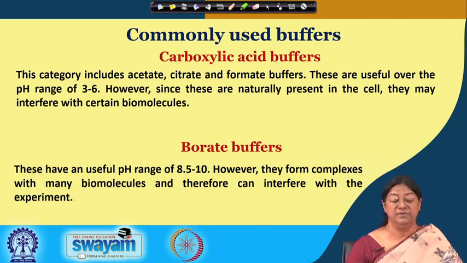Other commonly used buffers are carboxylic acid buffers. This includes acetate, citrate and formate buffers. These are useful over the pH range of 3 to 6, considering their acidic properties. However, since these are naturally present in the cell, they sometimes interfere with certain biomolecules. Borate buffers are also used, and their useful pH range is around 8.5 to 10. But the problem of using borate buffers is that they form complexes with many biomolecules and sometimes interfere with the experiment being conducted.